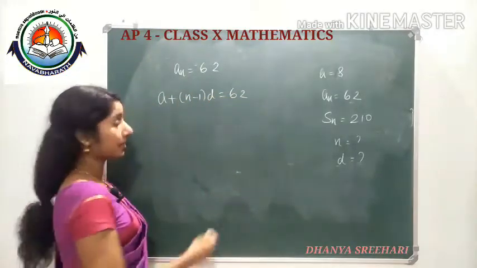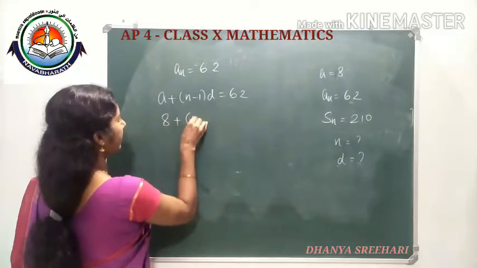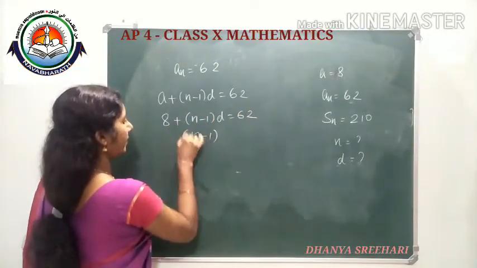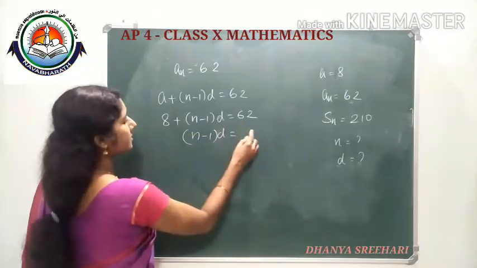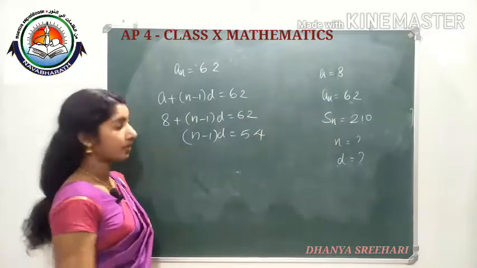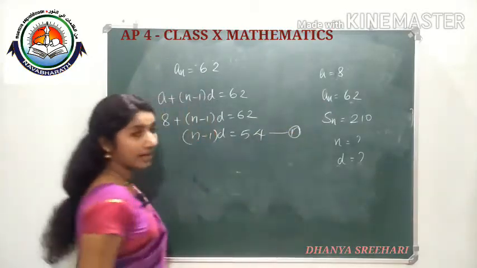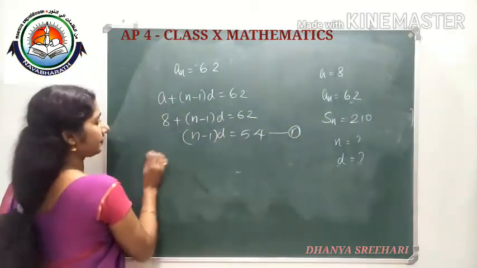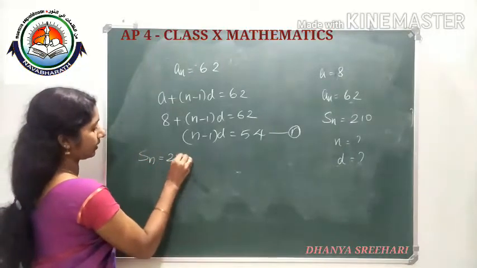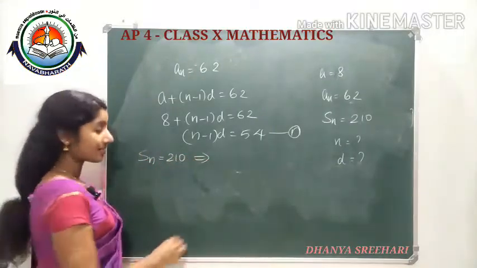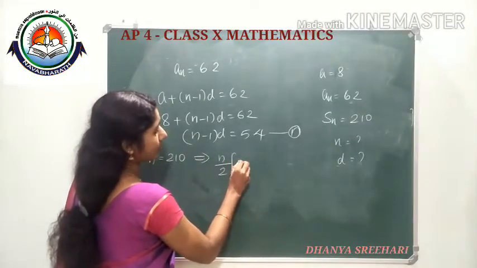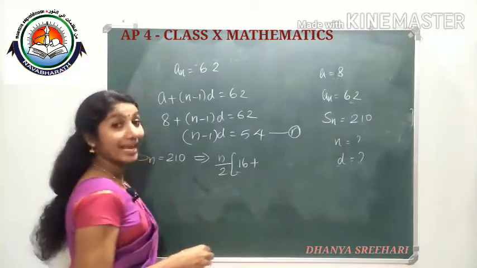What is a? 8. So 8 plus n minus 1 into d equal to 62. So n minus 1 into d is equal to 62 minus 8, which is 54. We got one equation including n and d. Then the second information is given: Sn equal to 210. What is Sn? n by 2 into 2a. 2a means 2 into 8, which is 16, plus n minus 1.